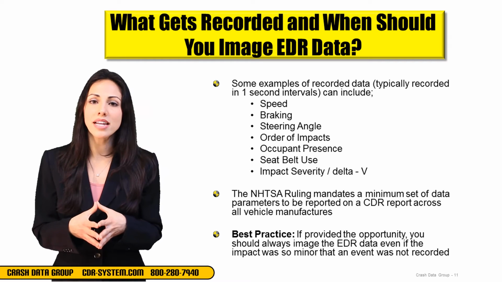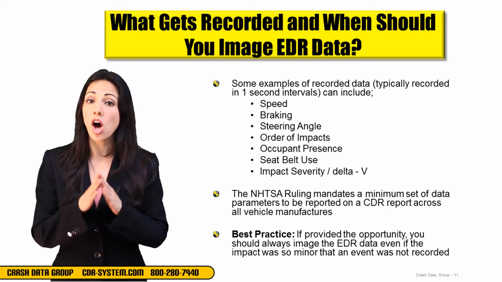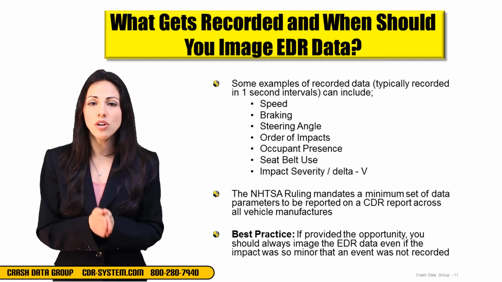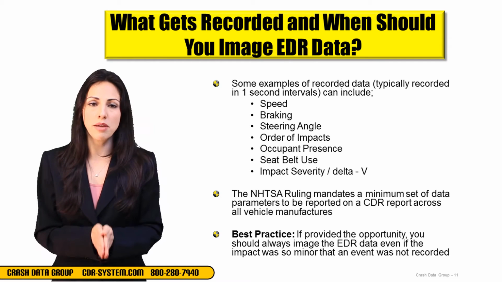The NHTSA ruling mandates a minimum set of data parameters to be reported on a CDR report across all vehicle manufacturers. Once the vehicle is imaged, you will have a physical, non-biased representation of what the vehicle operation was for 2.5 seconds up to 6 minutes prior to the impact.